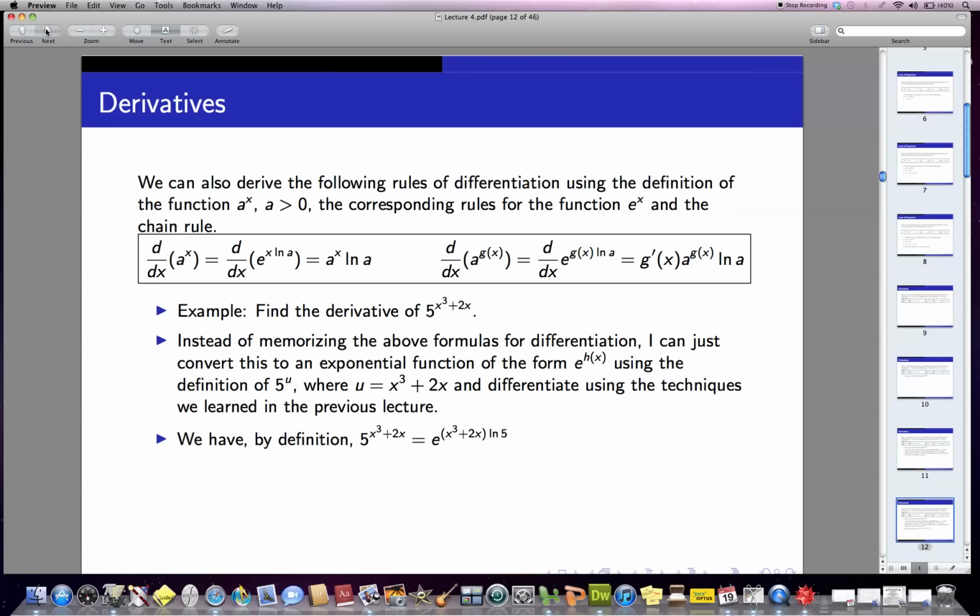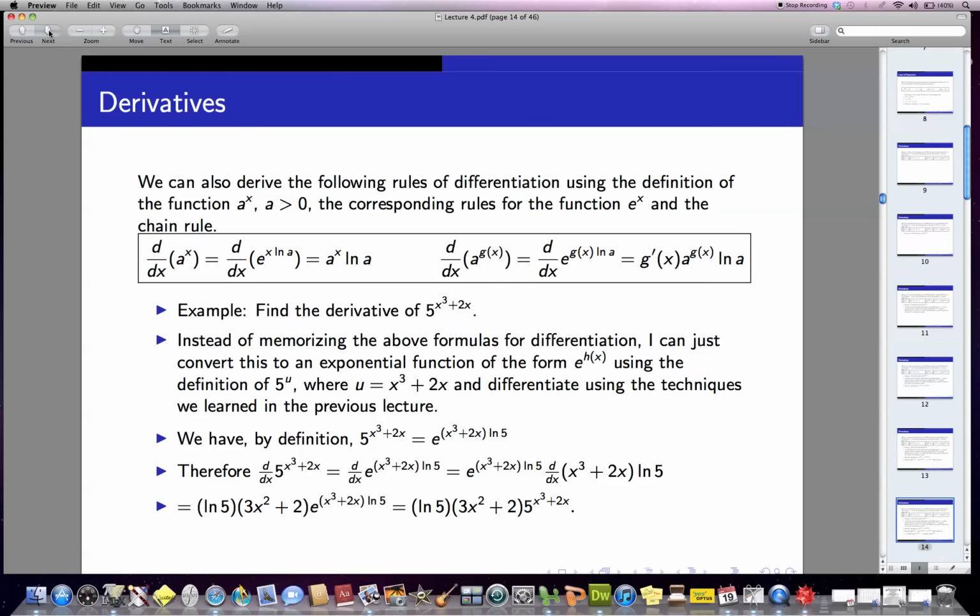So we have 5 to the x cubed plus 2x is e to the x cubed plus 2x times ln of 5. And using the chain rule, we get the derivative of that is itself times the derivative of the power. And because ln of 5 is a constant, the derivative of the power is ln of 5 times 3x squared plus 2, and this gives us our derivative right here.